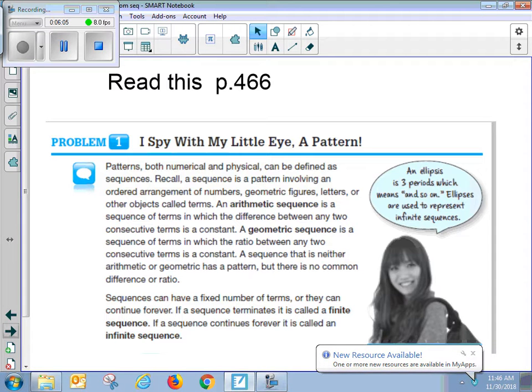Okay. Here is just in your textbook talking about arithmetic and geometric sequences. Now, I know that if it's arithmetic, it's usually pretty obvious how to come up with the value. And your arithmetic difference, that common difference, can be positive, it can be negative, it can be a whole number, it can be a fraction, it can be a decimal.